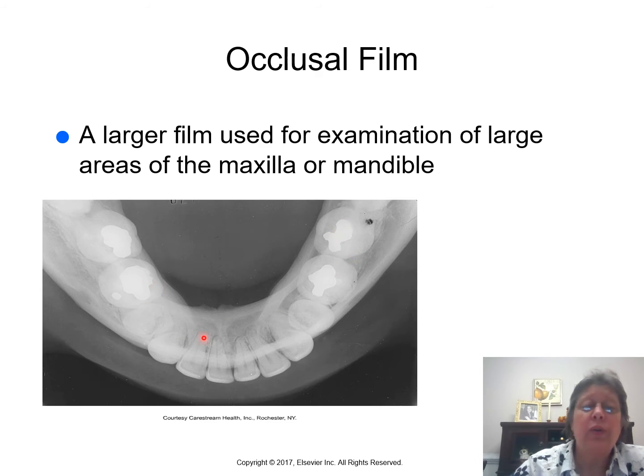Or sometimes patients can't tolerate another type of intraoral film, and so we can use an occlusal film, but it's mainly used just when you want to see a large area on one film, because when we take the normal size number 2 film, we can usually get 2 or 3 teeth on that one film, whereas this gives just about every single tooth in the arch.